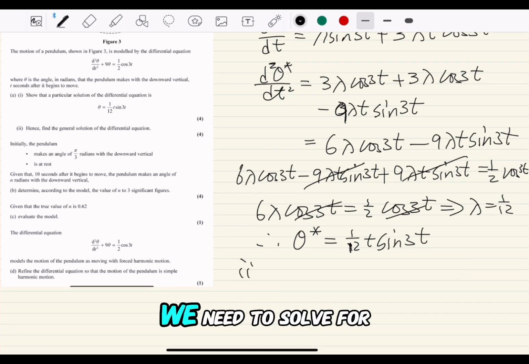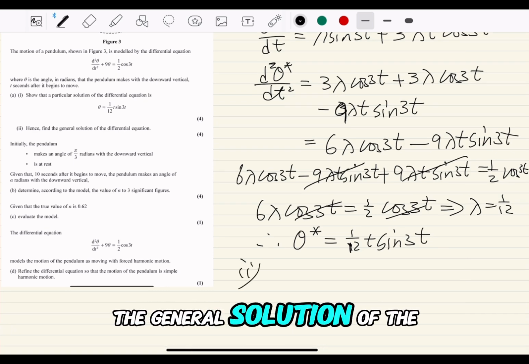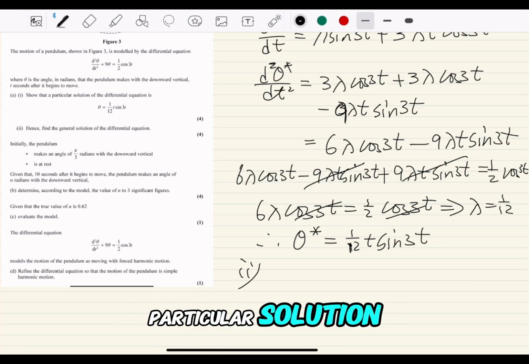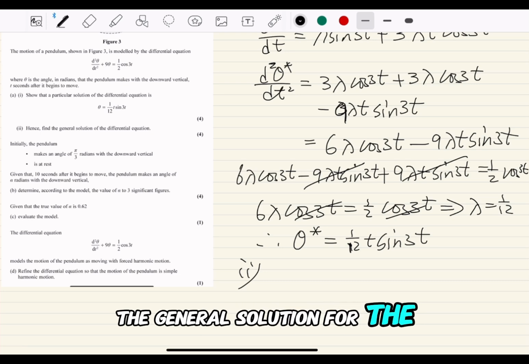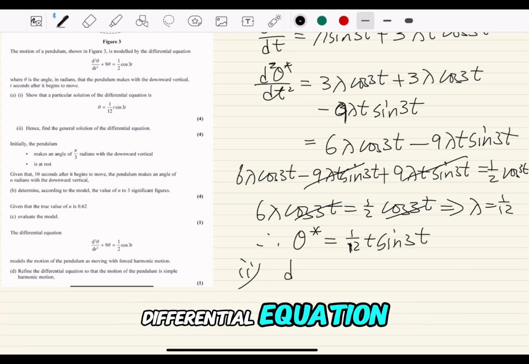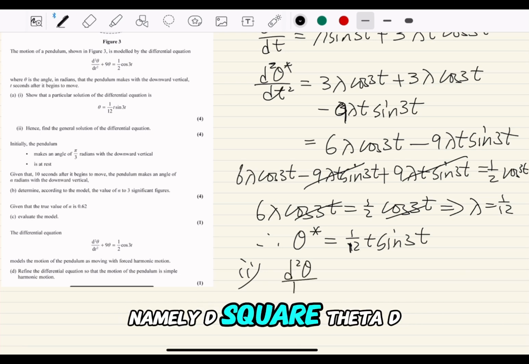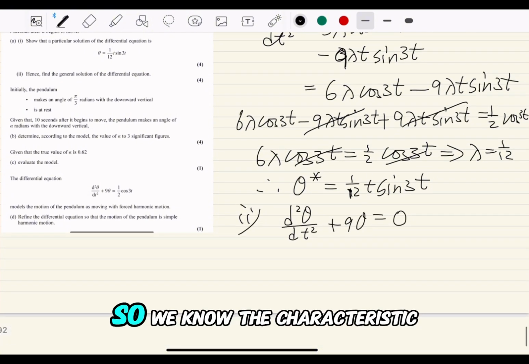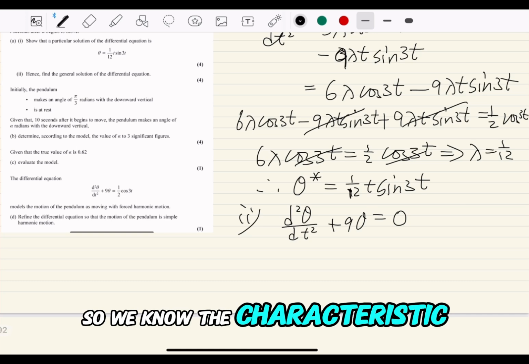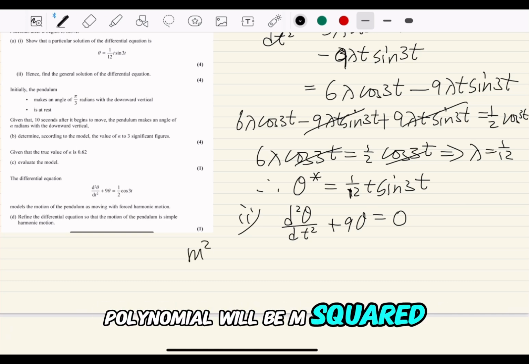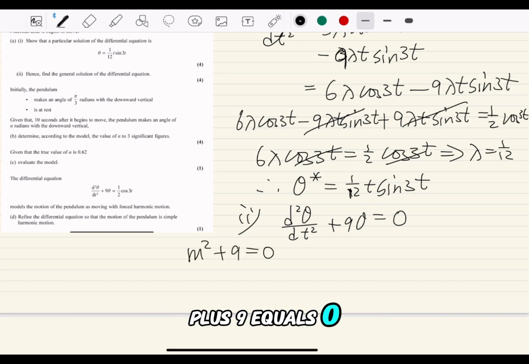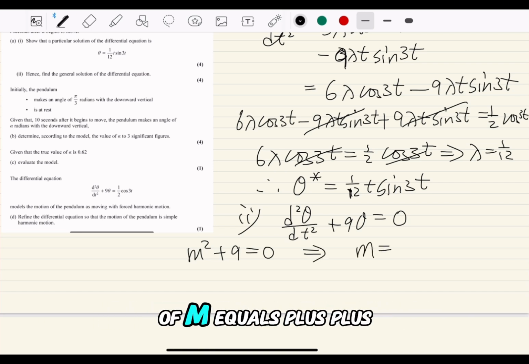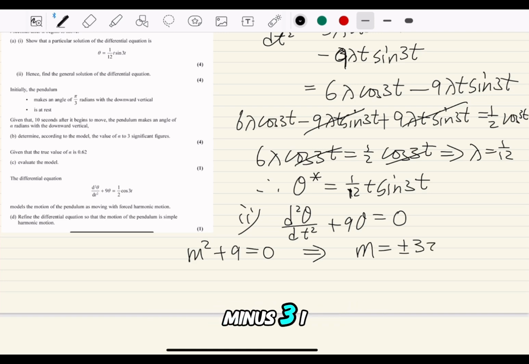For part 2, we need to solve for the general solution of the differential equation. Since we already have the particular solution, we just need to find the general solution for the homogeneous differential equation, namely d squared theta dt squared plus 9 theta equals 0. So the characteristic polynomial is m squared plus 9 equals 0. That gives roots m equals plus or minus 3i.